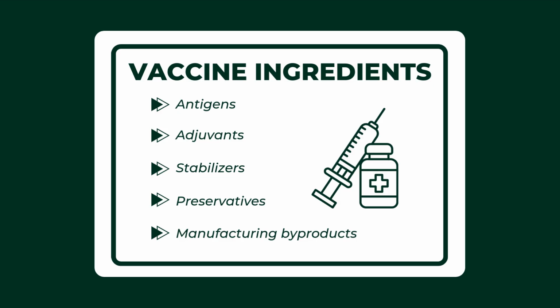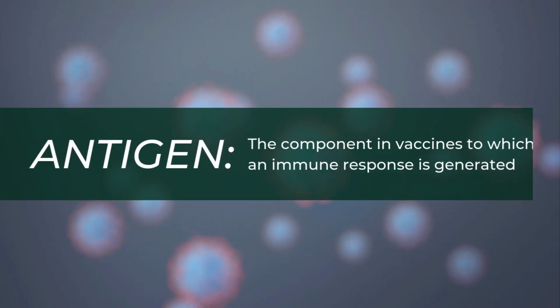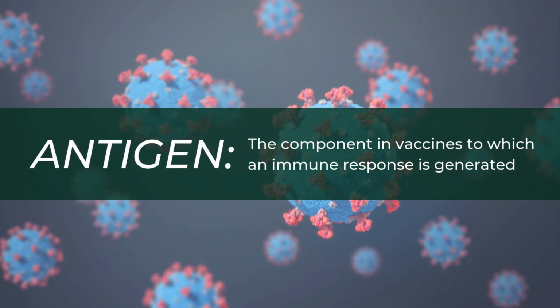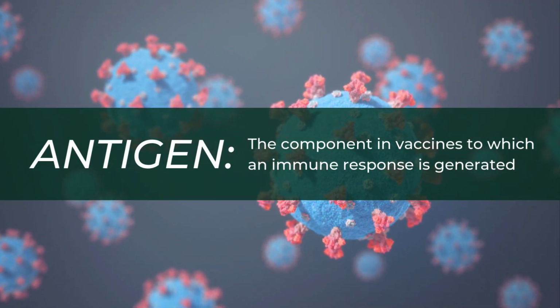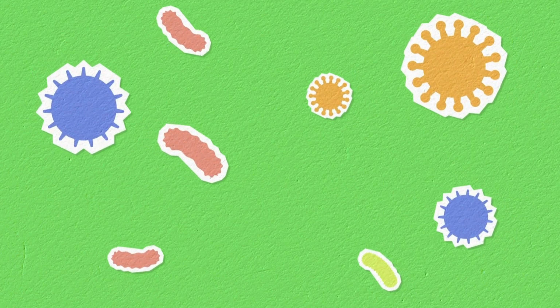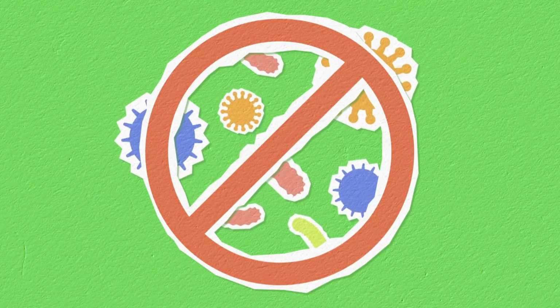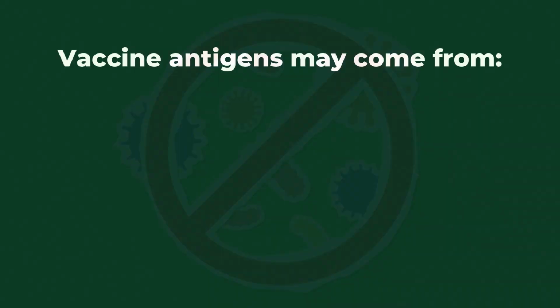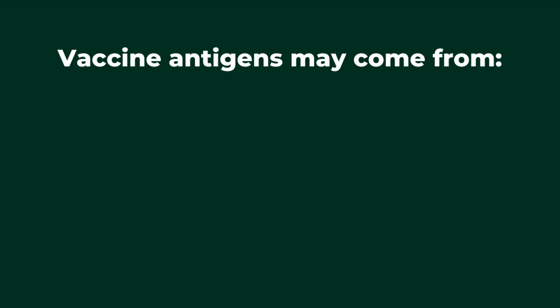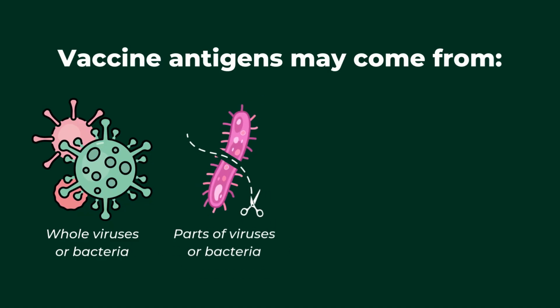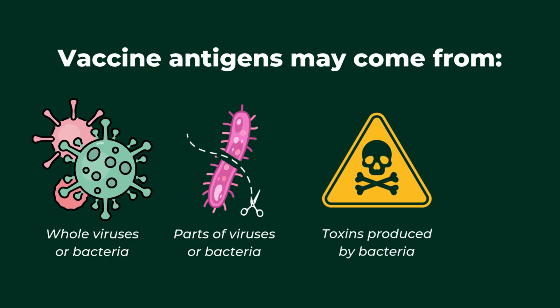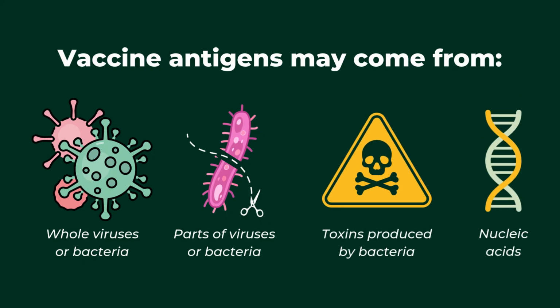The first vaccine ingredient we're going to talk about is antigens. Antigens are the components in vaccines to which an immune response is generated. Antigens mimic an infection and train the immune system to recognize and fight the disease. Vaccine antigens can come from whole viruses or bacteria, parts of viruses or bacteria, toxins produced by bacteria, or nucleic acids.